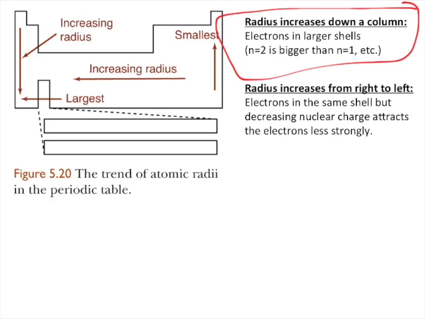And this one makes sense because you're putting electrons into bigger and bigger shells. N equals 2 is bigger than N equals 1. Now you're filling it with electrons. That's going to take up space. So as you go down the column, the radius increases. All right, that one makes sense.